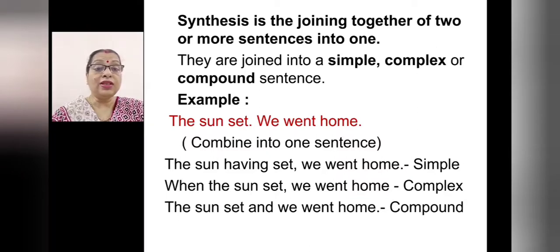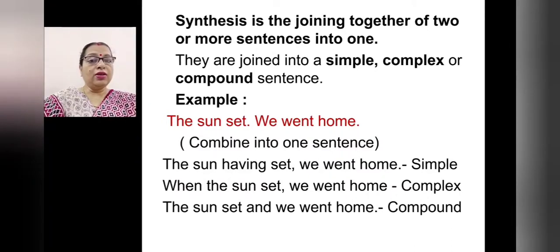Here, three types we can do. See the way it is given. First one, the sun having set, we went home. So what type of sentence is it? Simple, right? And the second one, when the sun set, we went home. It is complex. And the third, the sun set and we went home. This is compound.